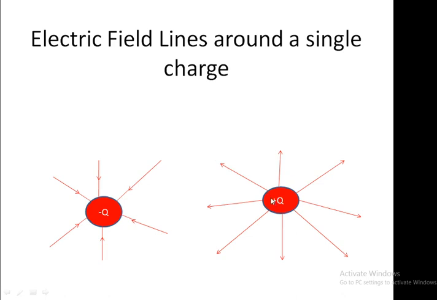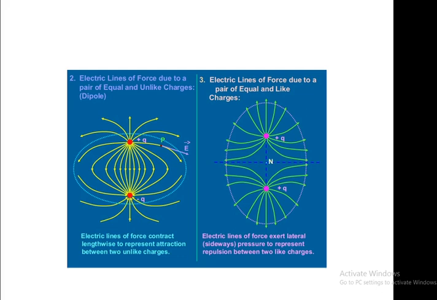Clear? So, the conclusion of this slide is a single point charge produces electric field straight line in nature, and the direction depends upon the nature of the charge. Plus q, the direction will be away, minus q, the direction will be towards. The next slide shows nature of electric field lines around two charges.